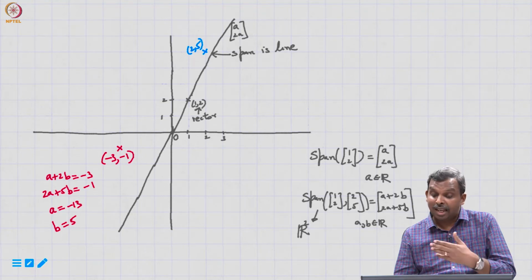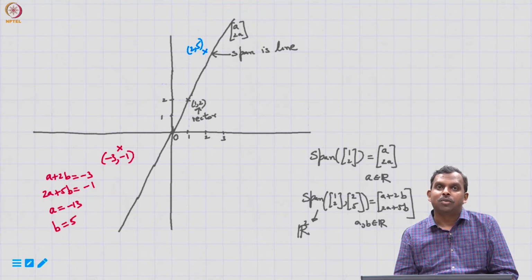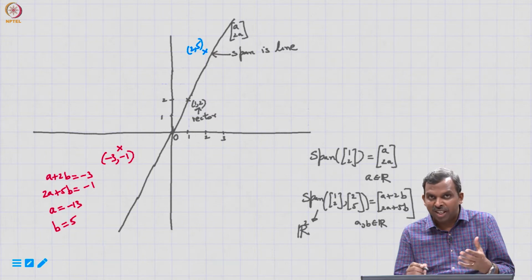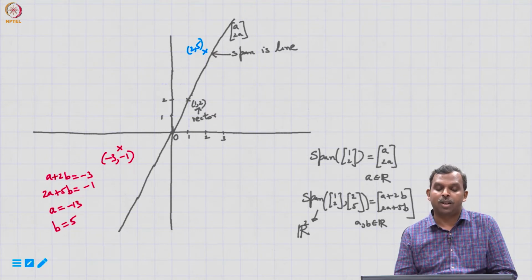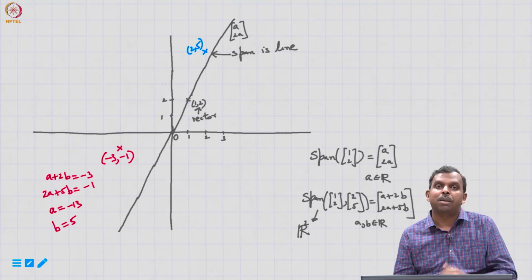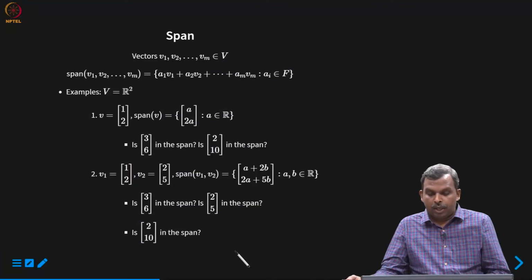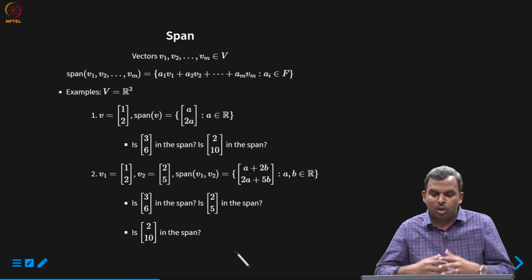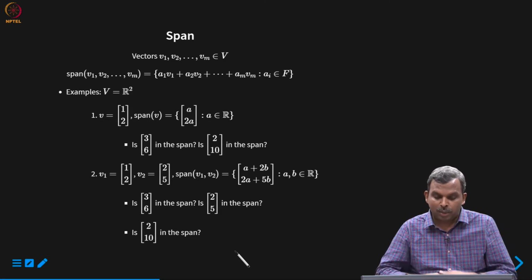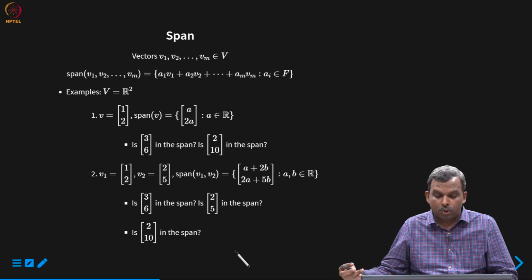This is a nice example which tells you how span is very interesting. Even though you just have two vectors in R2, you can get the whole plane from them by just doing span. So span is a powerful operation. There are lots of interesting questions like this you can ask. Based on what I explained with the picture, you can answer the questions that are here. You know how to do this.